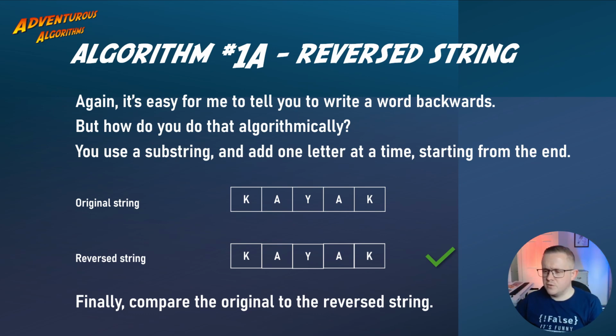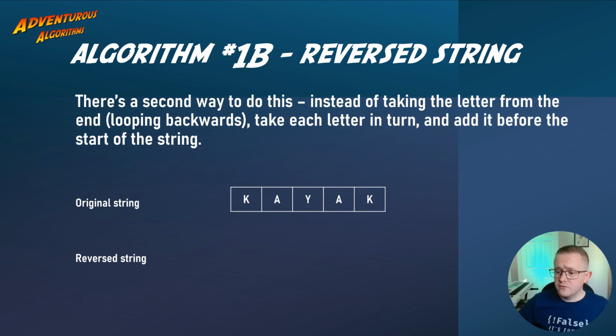The problem is, if I'm looping backwards, how do you do that? You could use a forward loop and you could subtract, but most programming languages are going to have a way to loop backwards. So that was one way of reversing a string, but there's a kind of variation. It's really the same overall approach to solving the palindrome problem, but it's just a different way of reversing the string.